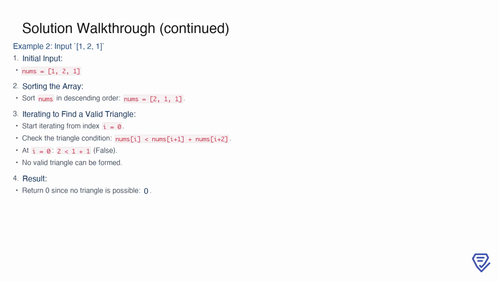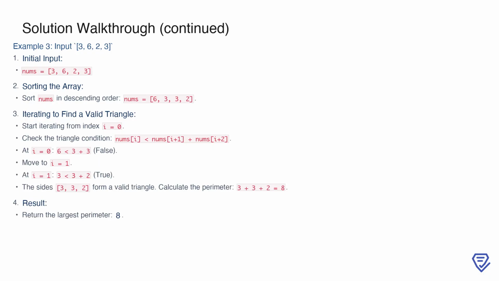Now, let's consider another example with the input 1, 2, 1. Again, the first step is to sort the array in descending order, resulting in 2, 1, 1. Once sorted, we start iterating through the array to check the triangle condition. At index 0, we have 2 < 1 plus 1, which evaluates to false. This means that these 3 sides cannot form a valid triangle. Since there are no other combinations to check, we conclude that it's not possible to form any triangle with this input. As a result, we return 0.